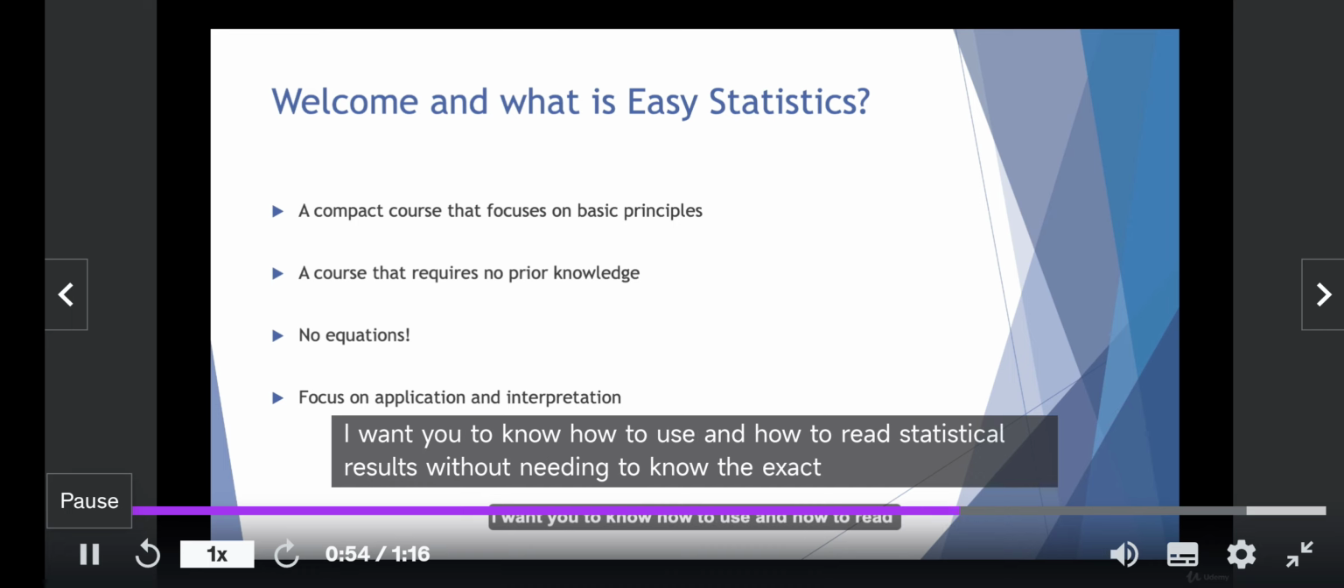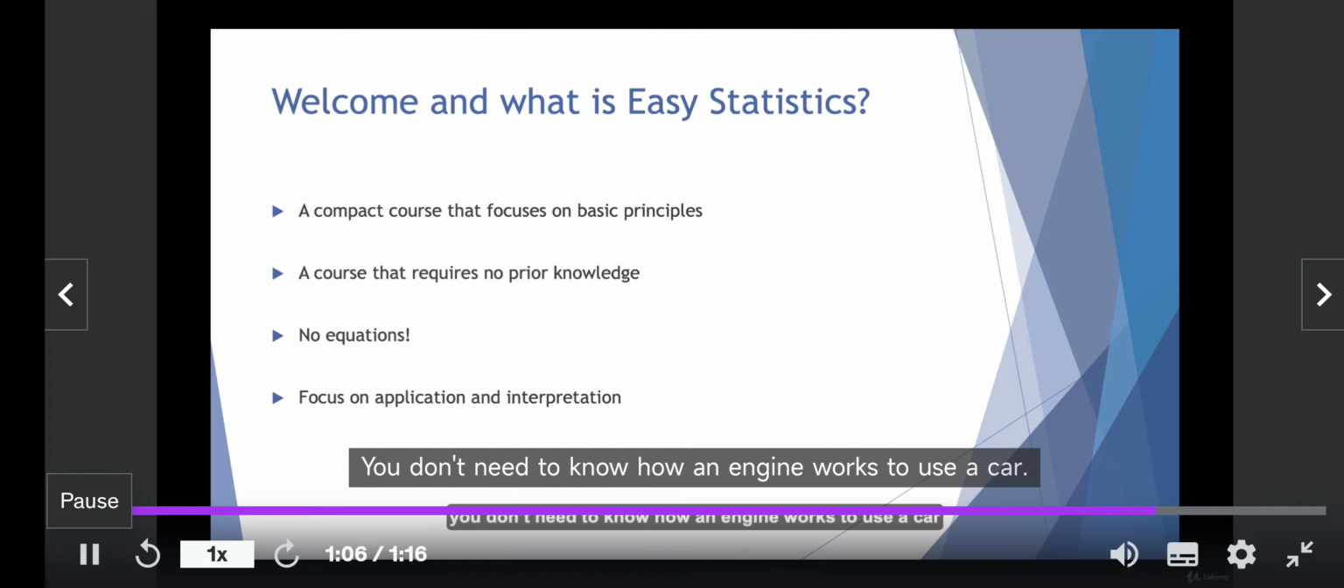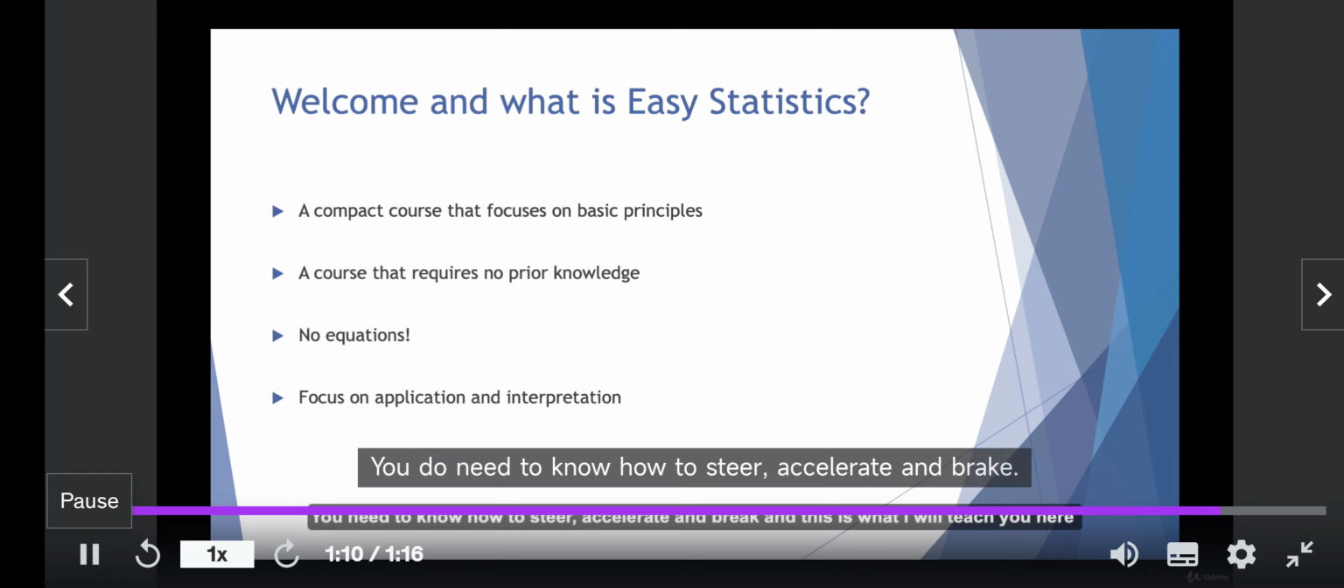Our focus here will be very much on application and interpretation of statistics. I want you to know how to use and how to read statistical results without needing to know the exact underlying mechanics. It's a bit like driving a car. You don't need to know how an engine works to use a car. You do need to know how to steer, accelerate and brake, and this is what I will teach you here for statistics.